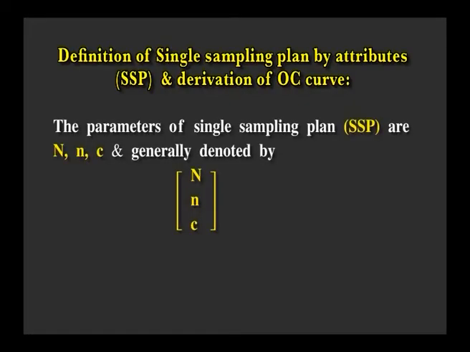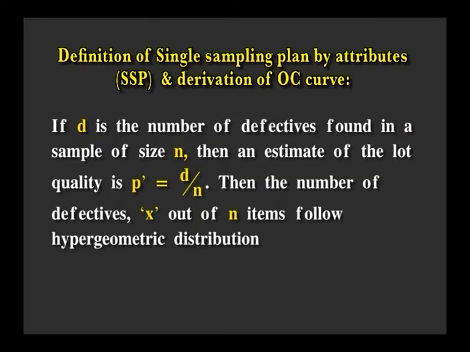So, in single sampling plan, capital N the lot size, small n the sample size, and C the acceptance number are the parameters of the plan and generally denoted by N, n, C. If D is the number of defectives found in a sample of size small n, then the estimate of the lot quality is given by p' = D/N.